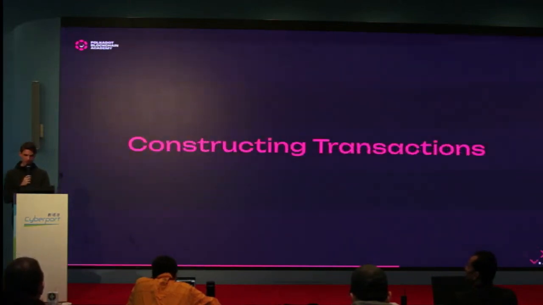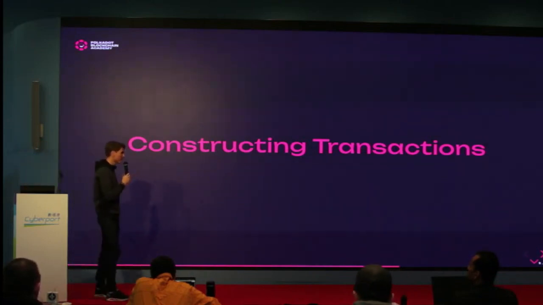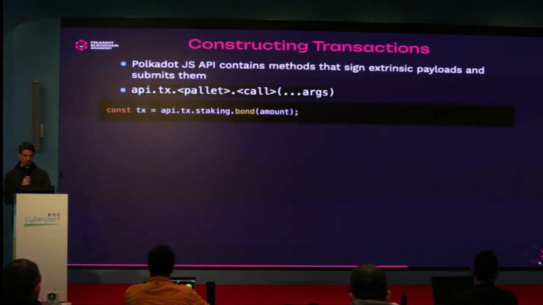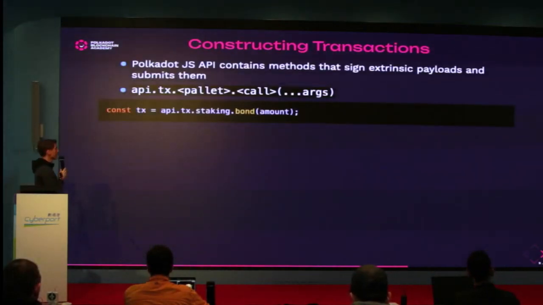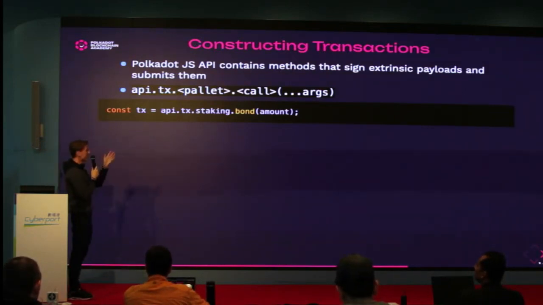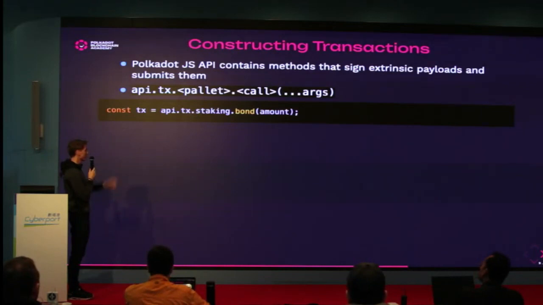Constructing transactions. So what we've just been through are the read operations of the chain, of the API. Now let's explore how to write stuff to a chain. To do this, we construct transactions. We have a few ways to do this. The most simple way is to use api.tx, followed by the pallet name and the call. Pretty simple. As an example, I want to bond some amount, so I call the bond call from the staking pallet here.